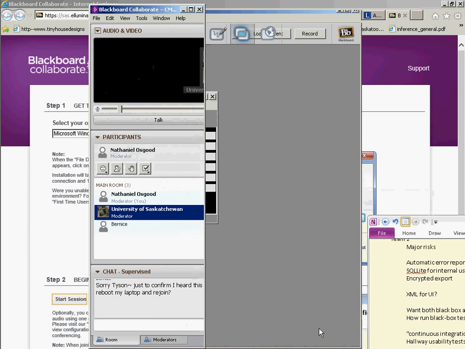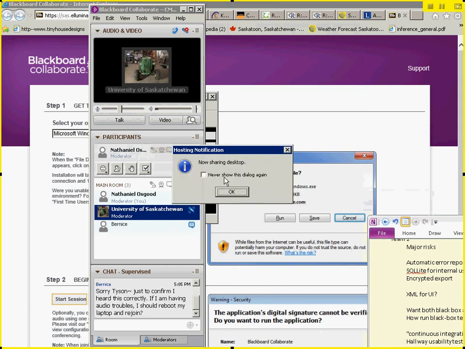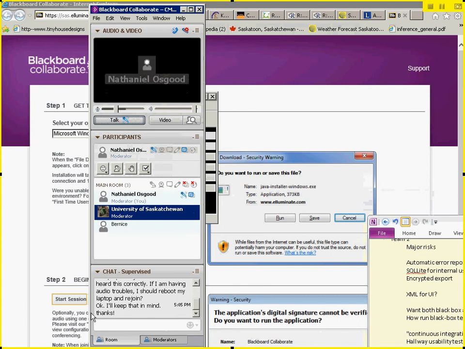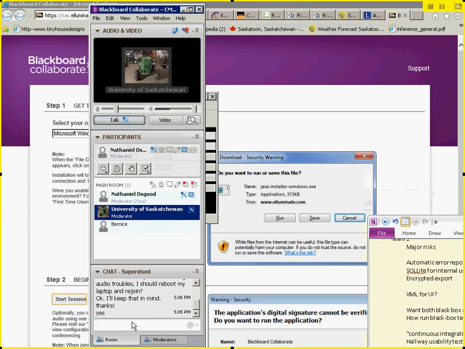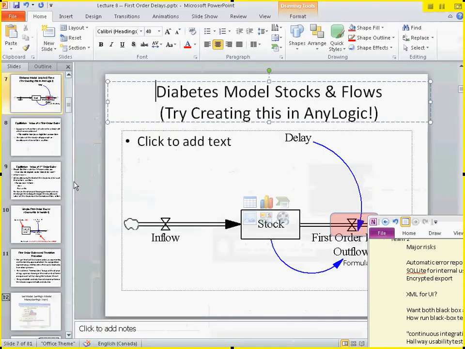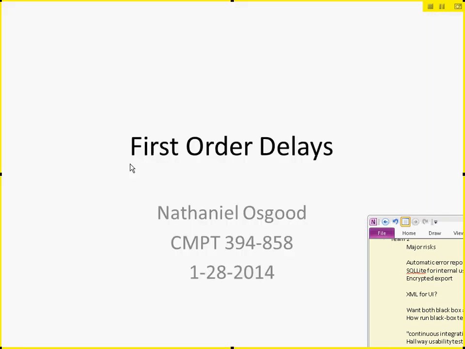Okay, our remote viewers should be able to see the desktop now, is that correct? Can you remote viewers see the desktop now? Okay, great. Thank you. I'm going to be switching over to my slides here. Okay. So let me get my audio going here as well. Okay.